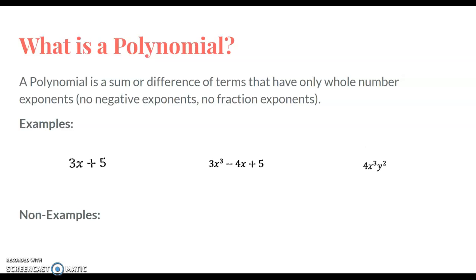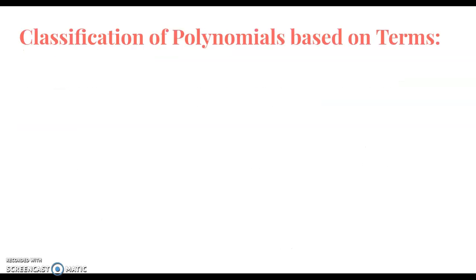Examples that are non-examples are x to the 2/3 or 5x to the negative 2. These are a fraction exponent and a negative exponent, and those are not examples of polynomials. All right, so there's two ways that we classify polynomials. First, by terms, and second, by degrees.